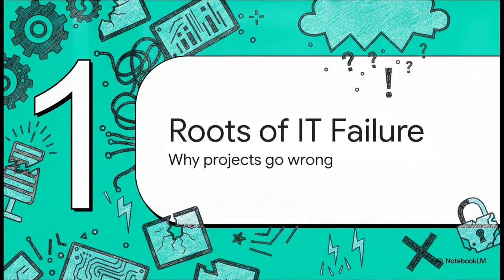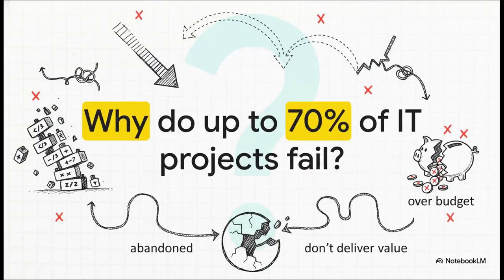Section 1. The roots of IT failure and why projects go wrong. We really have to start by looking at the dark side of systems development first, just to truly grasp why this planning phase matters so much. It's honestly a staggering statistic, but somewhere between 30 and 70% of IT projects fail. That is a massive margin of error, and we really need to understand what's going wrong here.